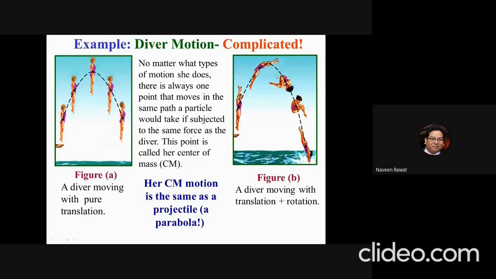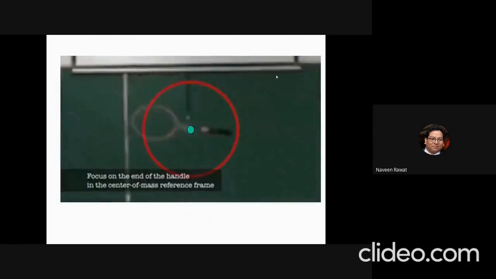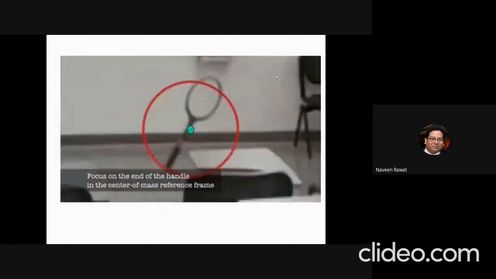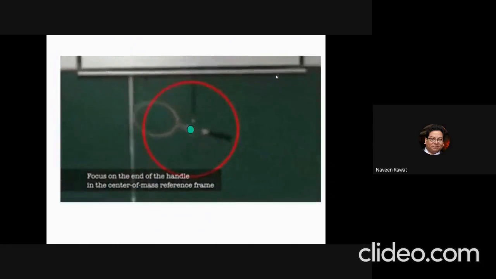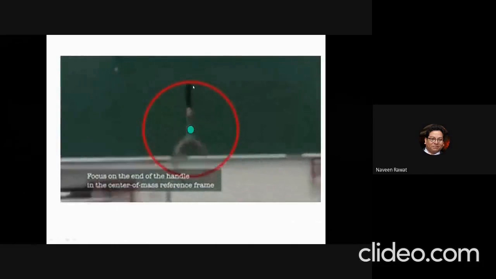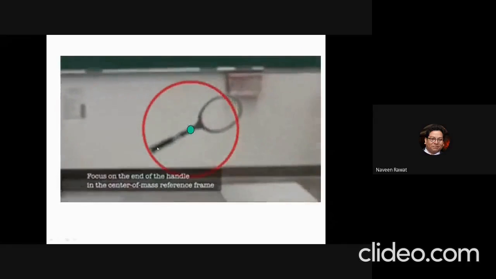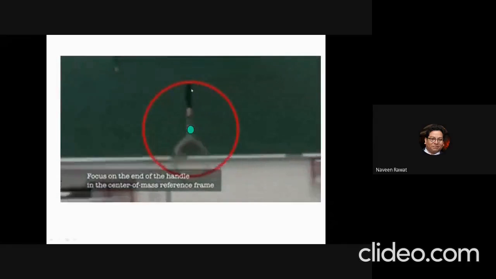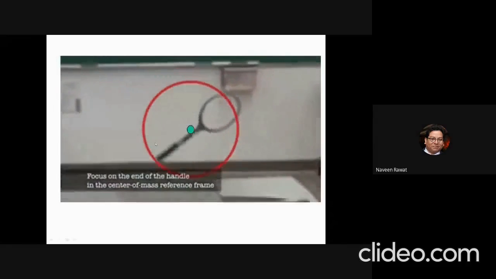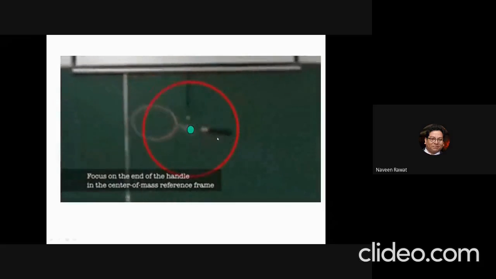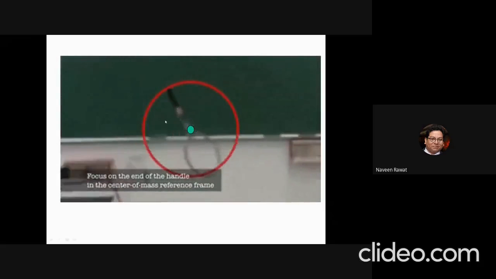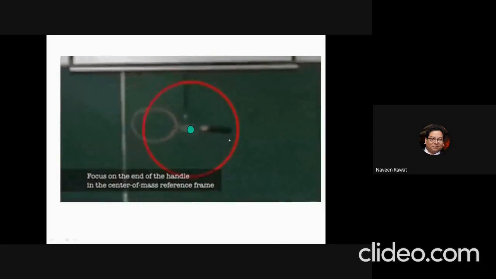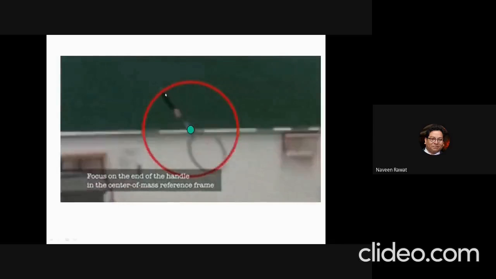It should be clear from this example. This is an example of a racket that is thrown. Again, this racket is doing such a complicated motion. You see, it's rotating. If I try to find the motion of this handle, it is very difficult to predict, because it's rotating while it is moving, something like this. Just focus on the edge of the handle. It's moving from left to right, and at the same time it's rotating. So figuring out where this handle is going to be is a very tough job, to write the mathematical equation.